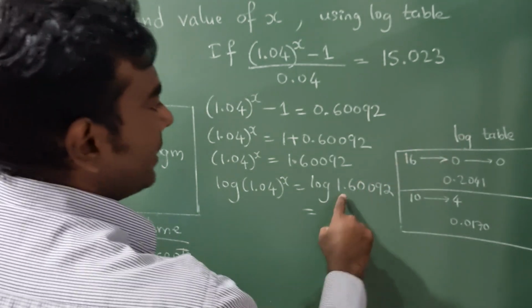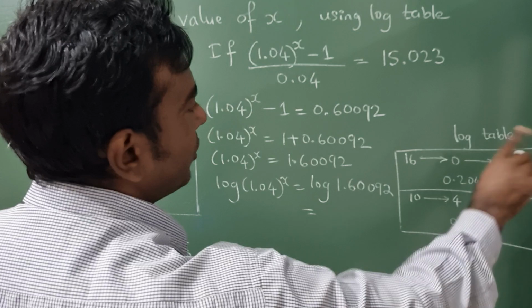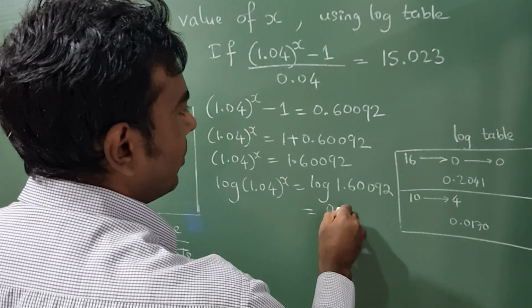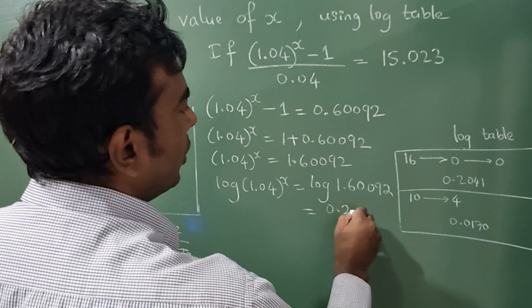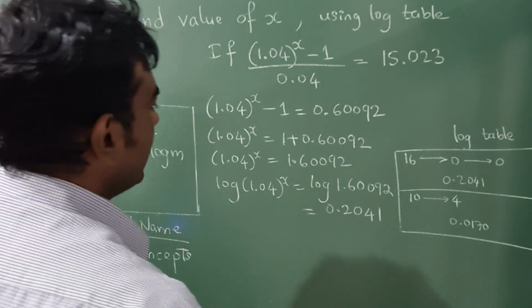Now go to log table. In that, see 16th row, 0 column. In mean difference you don't have 0, so go to the 0th column. So you will get 0.2041. Since there is a 1 here, you should write a 0.